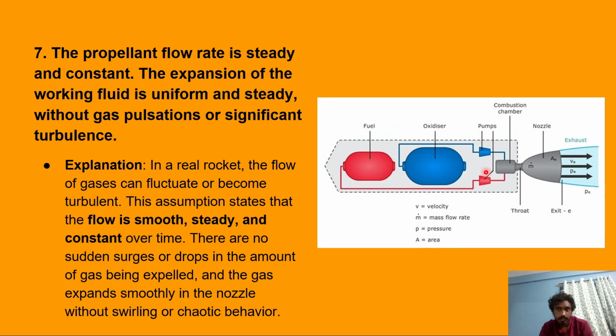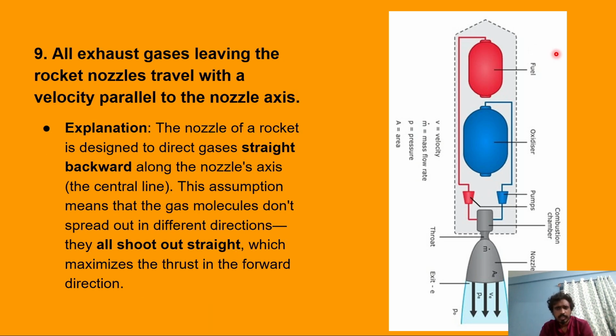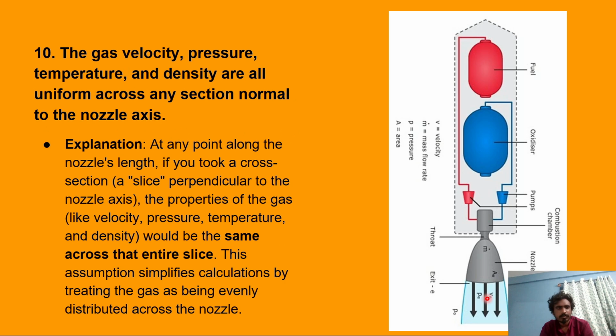Propellant mass flow rate is steady. It is a steady flow rate, smooth and steady flow of fuel here, we assume. The startup and shutdown effects, whatever unsteady effects they cause, are neglected. All exhaust gases are firing parallel to the nozzle axis for the maximum thrust. Gas velocity, temperature, and density.